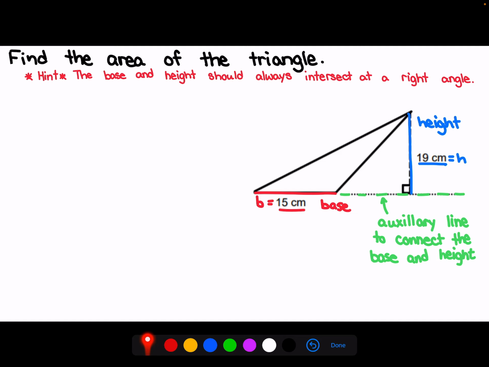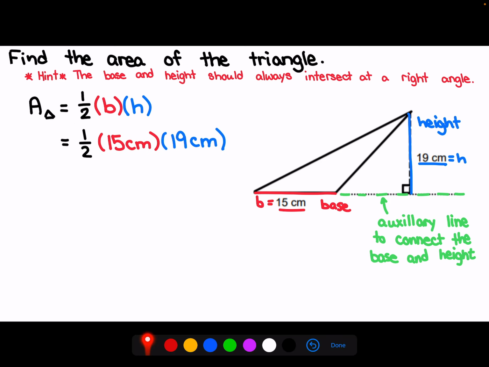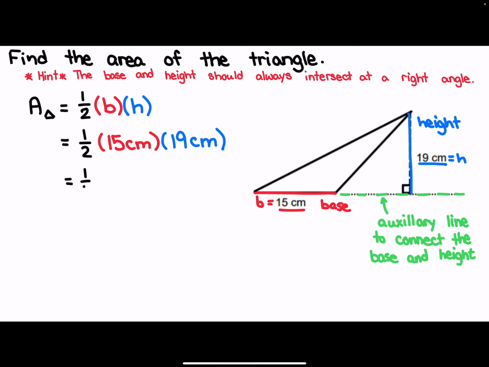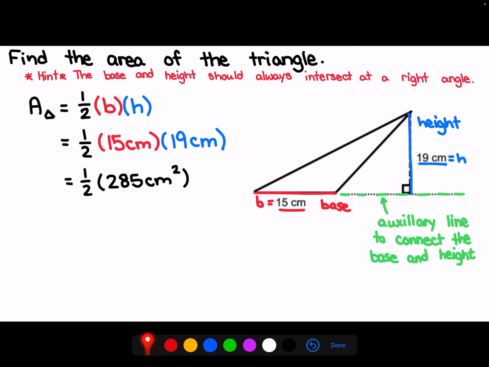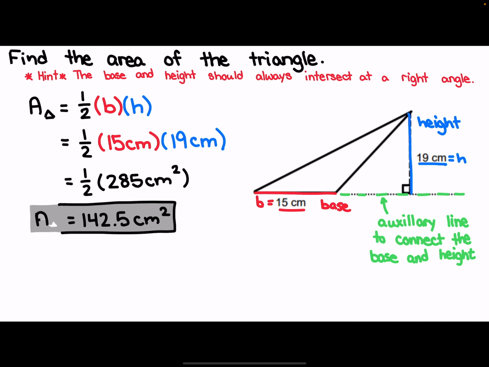From here, we plug it into our area formula. Area is equal to 1/2 base, 15 centimeters, times height, 19 centimeters. 15 centimeters times 19 centimeters will leave us with 285 centimeters squared. Half of 285 centimeters squared will leave us with 142.5 centimeters squared for the area of this triangle.